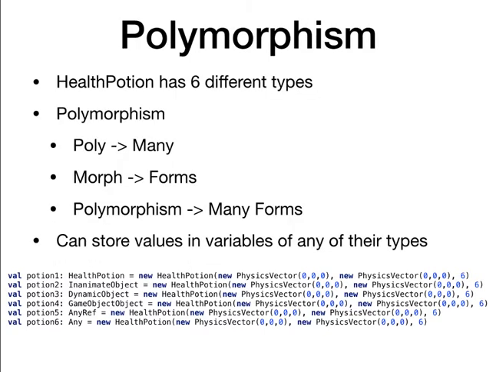And this is what we call polymorphism. The fact that a health potion has 6 different types, it has many forms, that's where we get our polymorphism. Which still, okay, who cares? We'll get to why we care about this in a minute. But this health potion can masquerade as any one of these 6 types. It has many different types associated with it. And we can treat it as any one of those 6 types.